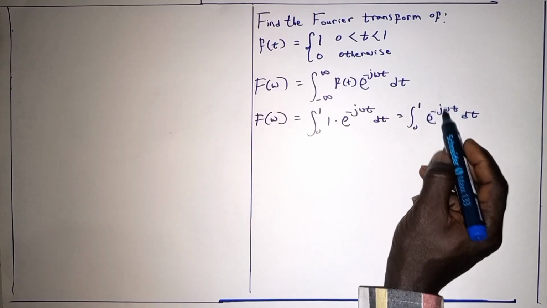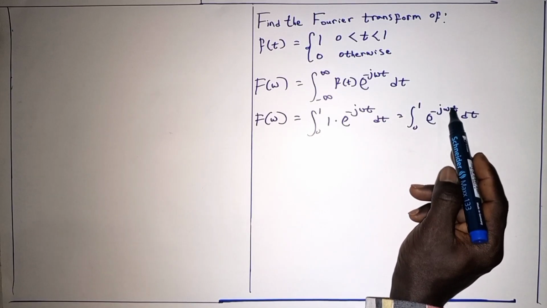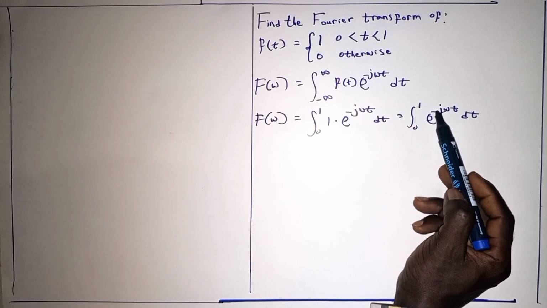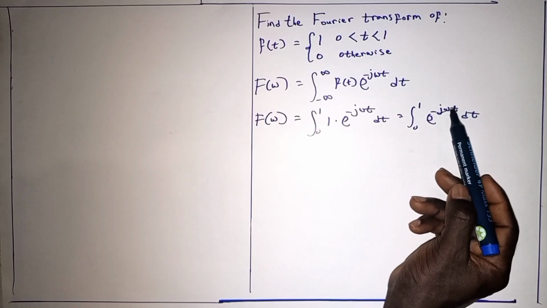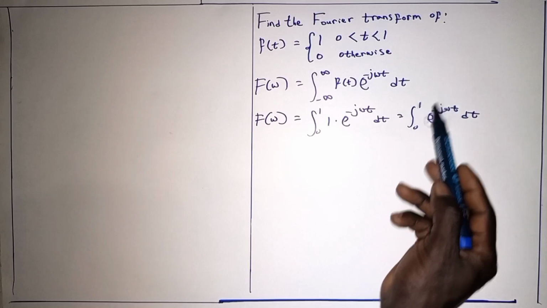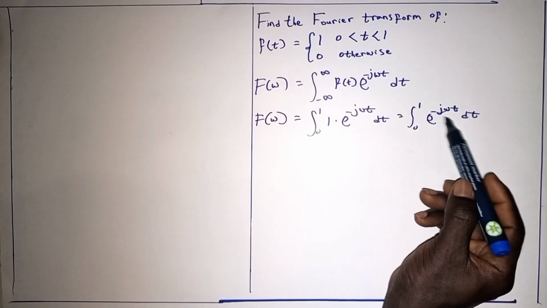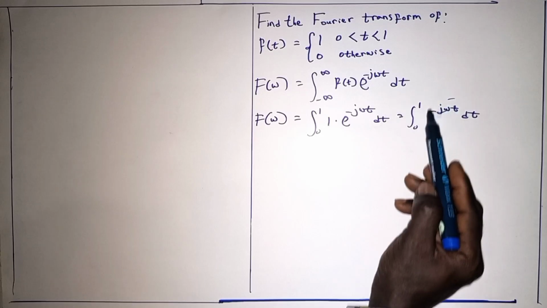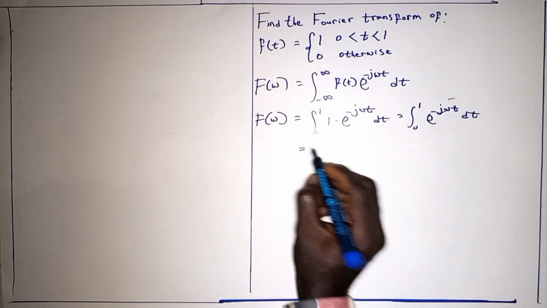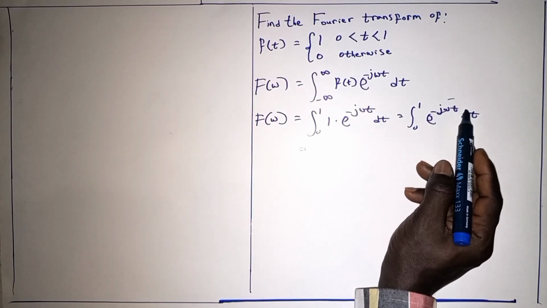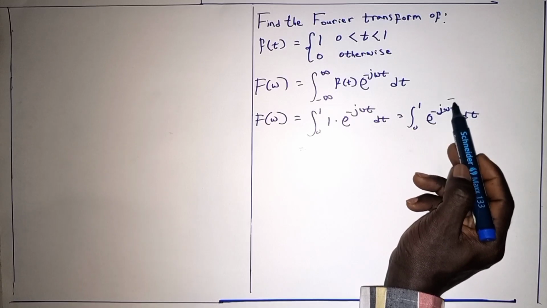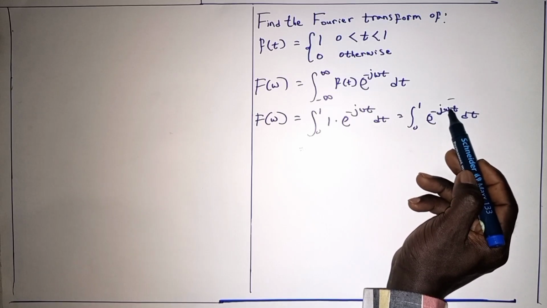Integrating this is very straightforward. All we need to do is differentiate the power of this exponential. When we differentiate it, we multiply by the reciprocal of that derivative. What I mean is that we multiply by 1 over whatever we get when we differentiate the power of this exponential. So let's do just that. To differentiate minus j omega t, we are integrating with respect to t, so j and omega are constants.